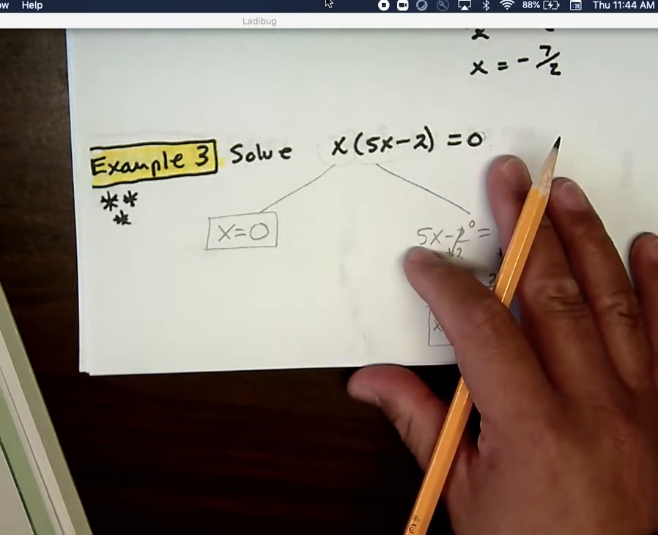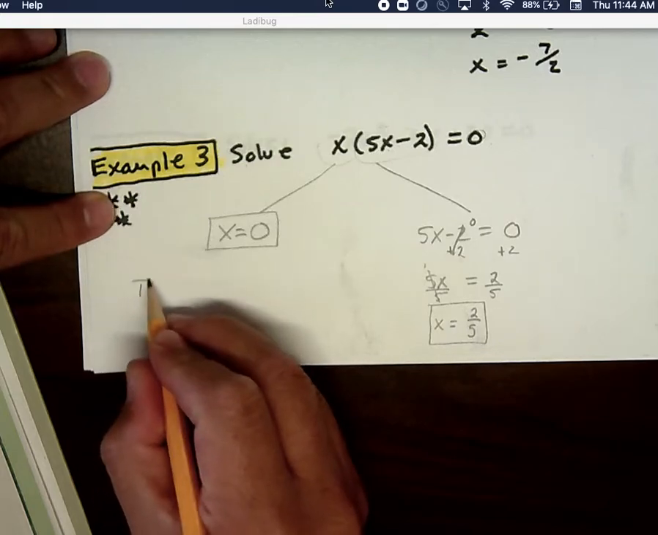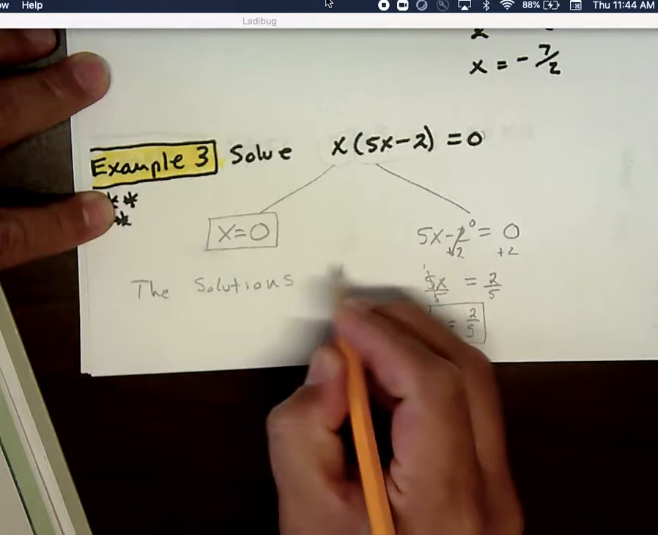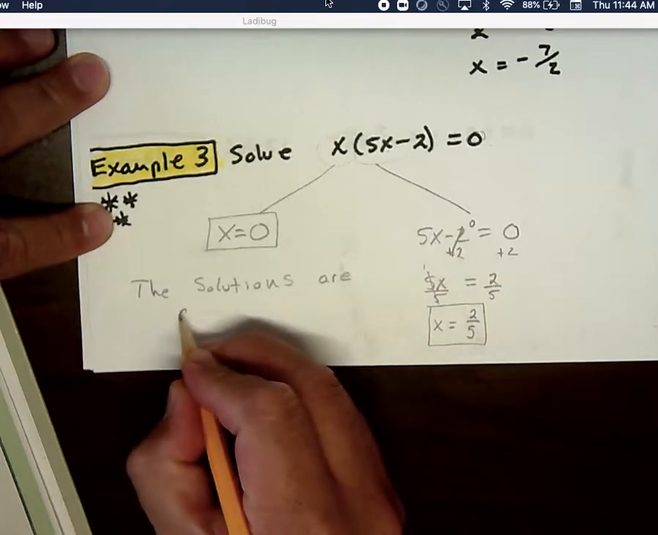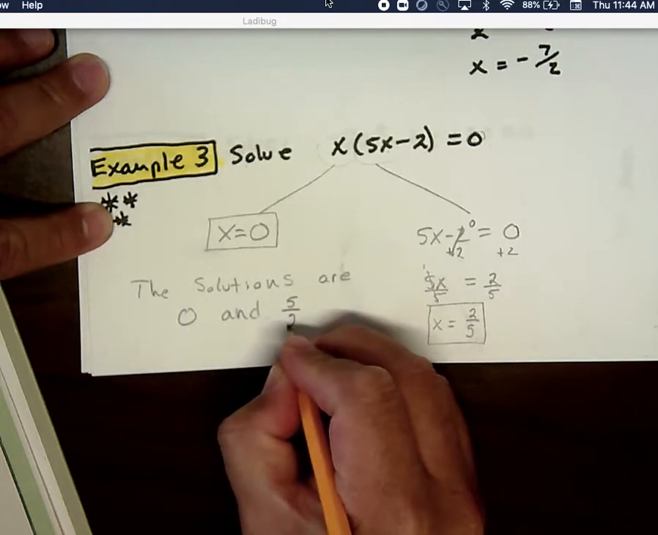Let me do the other one. And you can write, let me write it here, the solutions, before I move on, are 0 and 5/2.